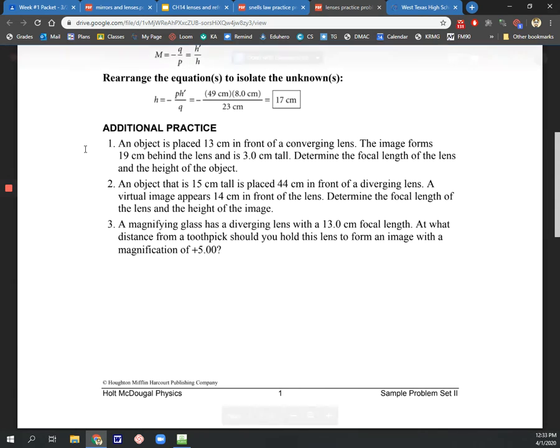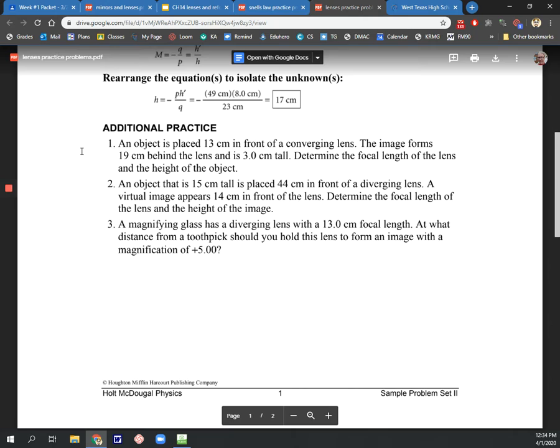So let's look at number 1. An object is placed 13 centimeters in front of a converging lens. Okay. The image forms 19 centimeters behind the lens and is 3 centimeters tall. So determine the focal length of the lens and the height of the object. Let me just jot a couple things down on my paper.